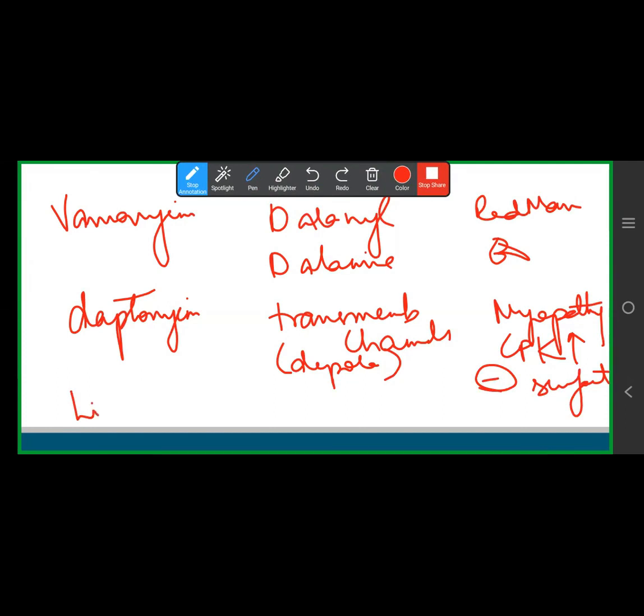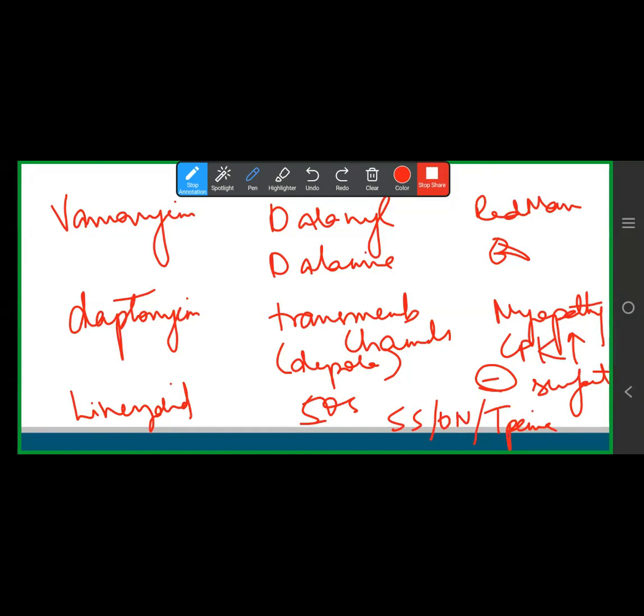Next is linezolid. Okay, so linezolid, if you are giving, it is going to inhibit your bacterial protein synthesis exactly at your 50S subunit. Okay, it is going to bind to the 50S subunit, and it's going to inhibit your bacterial protein synthesis. So now what is going to be the adverse effect of linezolid? With linezolid, you have three things. One is serotonin syndrome, another is optic neuritis, another is thrombocytopenia. Okay, so now with vancomycin, it's red man syndrome and nephrotoxicity. With daptomycin, you have to remember myopathy and CPK elevation. And with linezolid, the takeaway points are thrombocytopenia, optic neuritis, and serotonin syndrome.